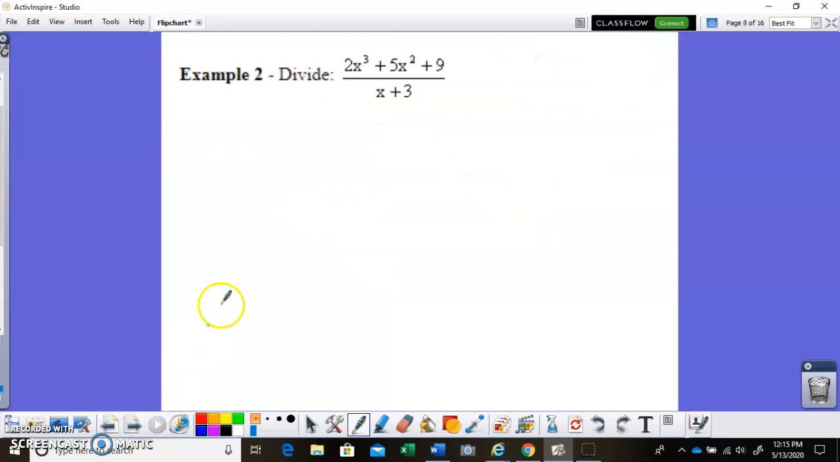All right, so in this example, we're taking 2x cubed plus 5x squared plus, well, wait a minute, we're missing an x term. What we actually need to do is put a placeholder right in there for our x term.